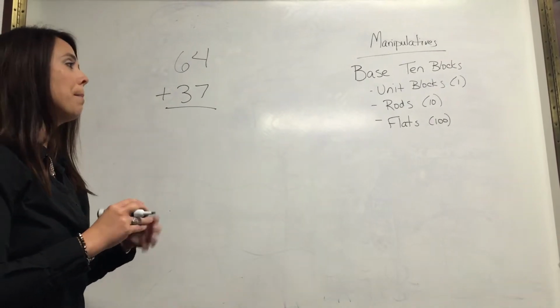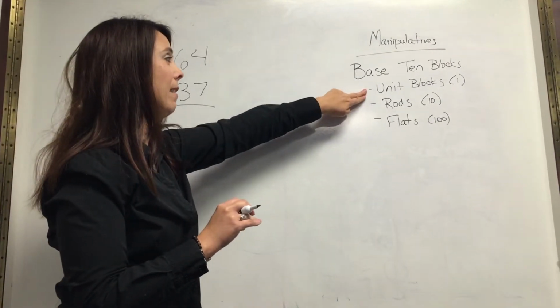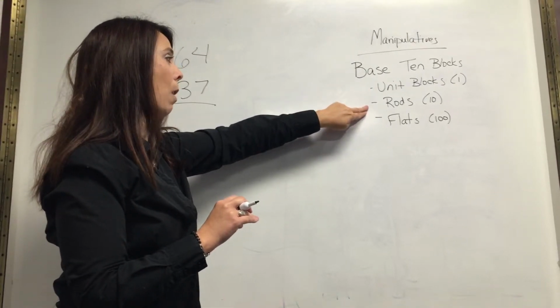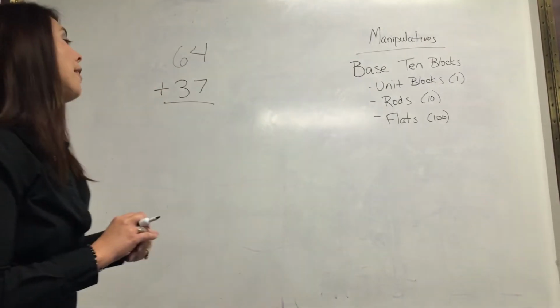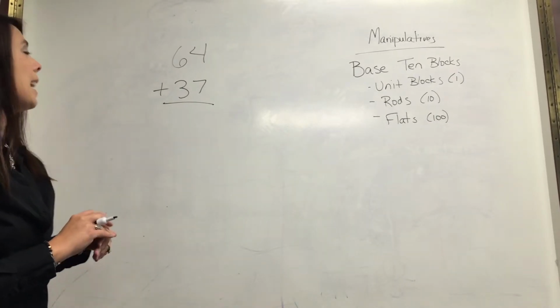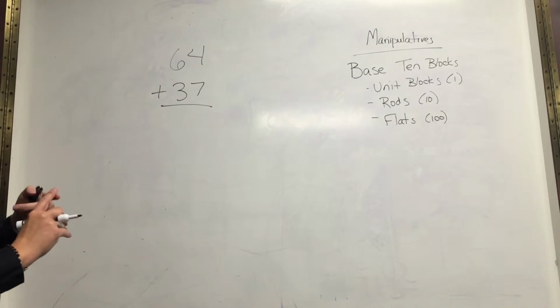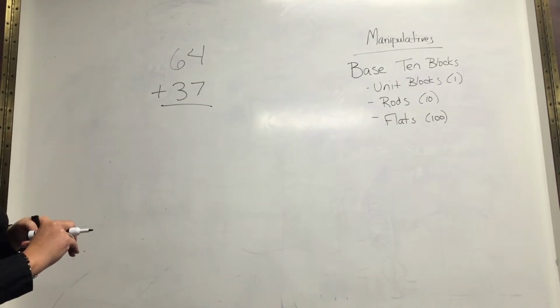We want our students to make sure they're able to make a 10 out of these unit blocks and replace 10 unit blocks with a rod, and then be able to add their tens together. So let's take a look at the number 64 plus 37. The first way that I'm going to work it is with words.